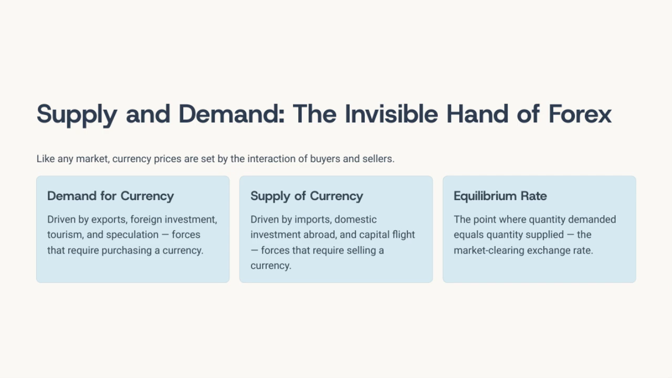On the other side, the demand for currency comes from exports, foreign investment, tourism, and speculation. When foreigners buy our goods and services or invest here, they need our currency, which increases demand. Tourism also boosts demand because visitors exchange their money for local currency. And speculation, when traders buy or sell currencies hoping to profit from future movements, adds another layer of demand.